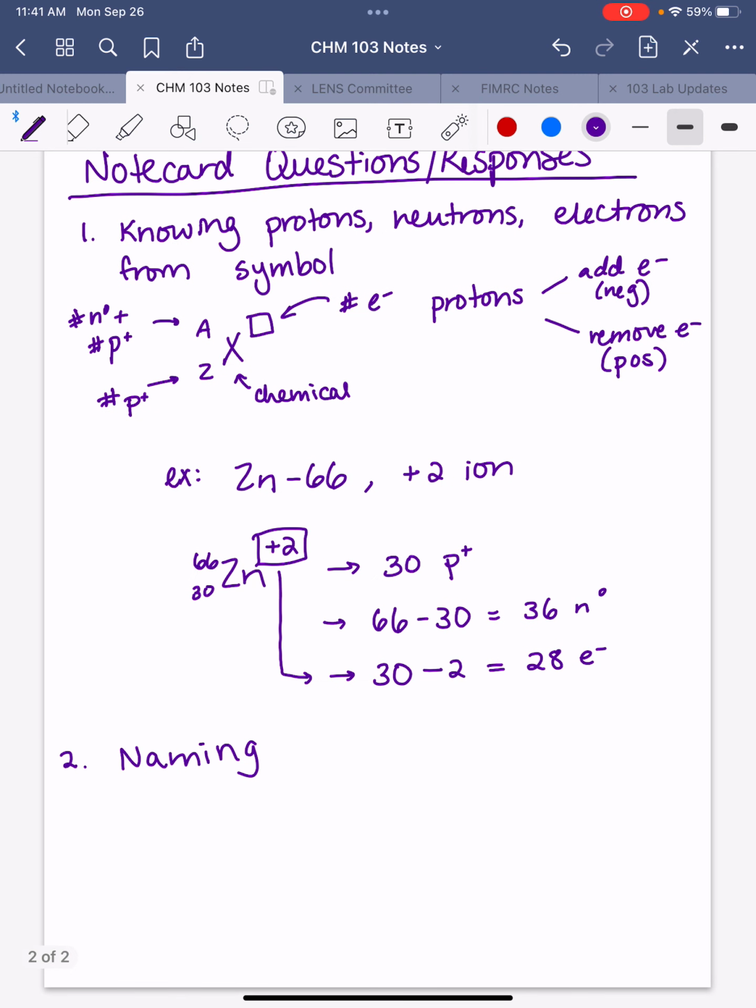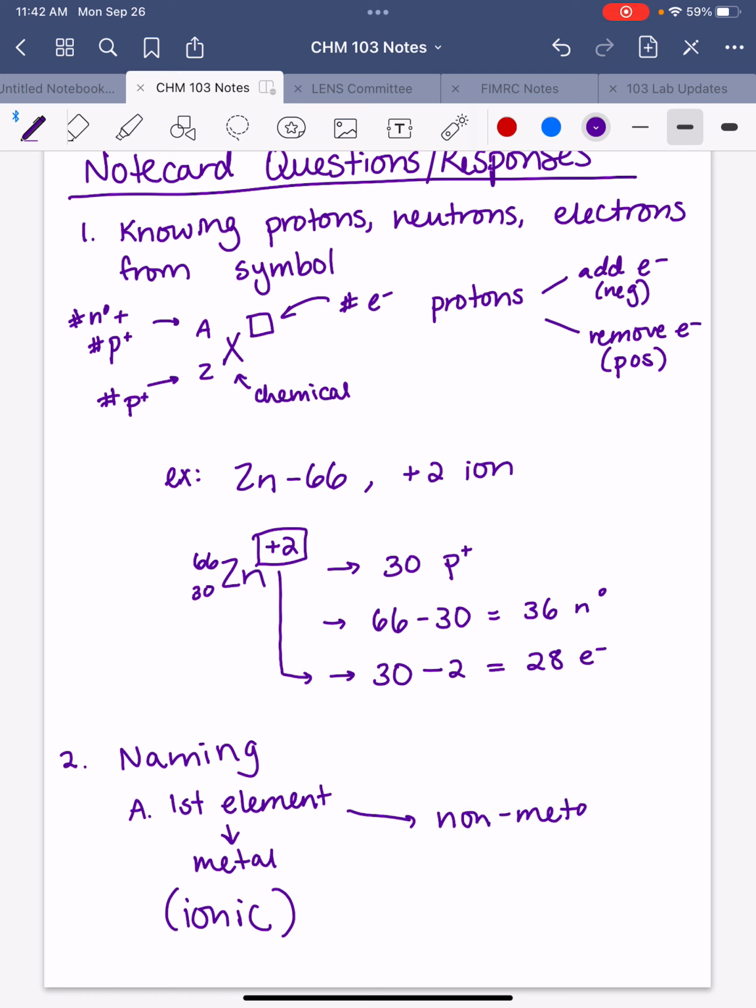So when we're naming, we're always looking at two things. We're looking at the first element and the second element. So if the first element is a metal, then we know that we're going to have something ionic. If our first element is a nonmetal, then we're going to have something covalent, because our second element, regardless of ionic or covalent, will always be a nonmetal.